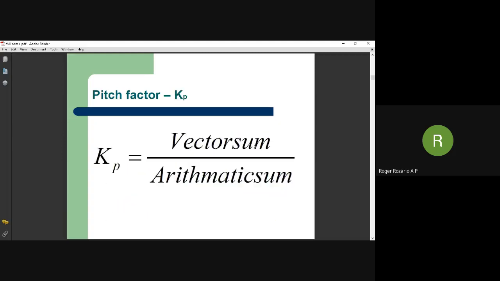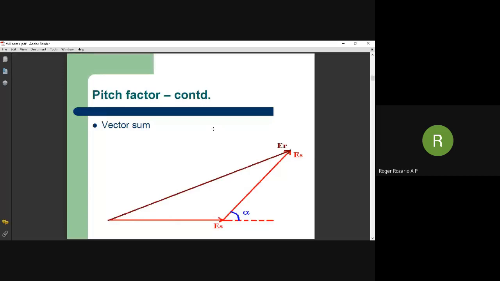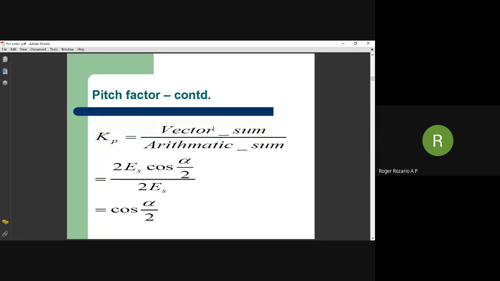Hope you are clear. Once again, I will try to explain. The windings are not full pitched in alternators. The windings are always short pitched because of some advantages. Because these windings are short pitched, the EMF produced is getting reduced. By what factor? The factor is Kp. And that factor we have derived to be Kp equal to cos alpha by 2. As of now, you understand this.